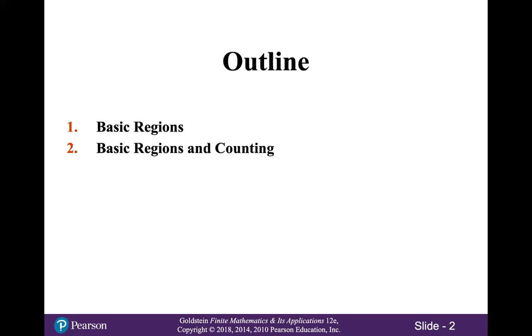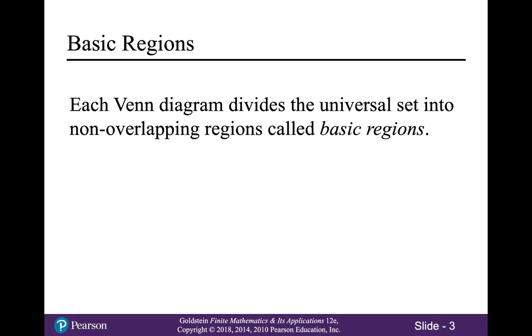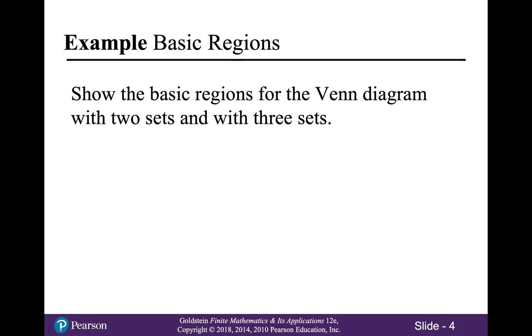To do that, we will look at the basic regions of a Venn diagram and how to use them to solve counting problems. Each Venn diagram divides the universal set into non-overlapping regions called basic regions. In this example, we will show the basic regions for the Venn diagram with 2 sets and with 3 sets.